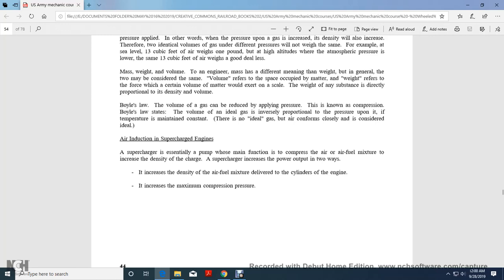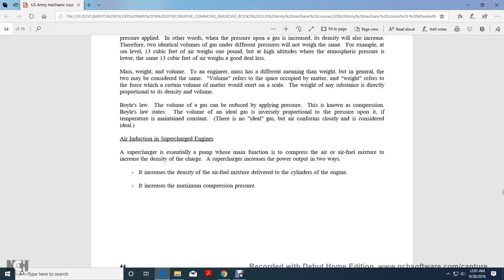Boyle's law: the volume of a gas is reduced by applying pressure, known as compression. Boyle's law states that the volume of an ideal gas is inversely proportional to the pressure upon it, if the temperature is maintained constant. There is no truly ideal gas, but air conforms closely and is considered ideal.